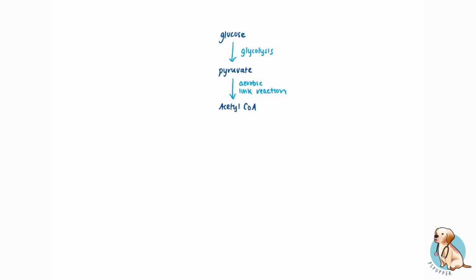Then we know that acetyl-CoA is fed into the citric acid cycle. Here it's important to note one of the intermediate molecules is oxaloacetate, which will come into play a little bit later. Also remembering that NADH and FADH2 are formed here, and these electron carriers then go into the electron transport chain where ATP is synthesized.